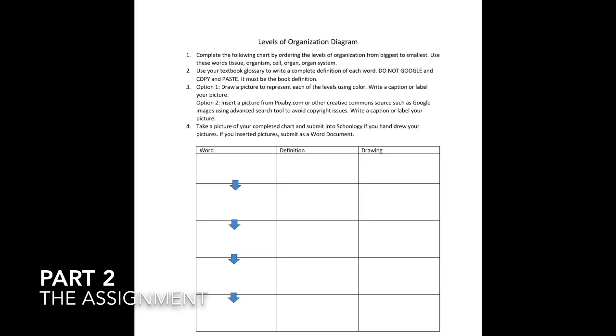The definition I want you to get from your textbook. Do not Google, copy, and paste definitions that you don't understand. The textbook is written on a 7th grade level, and you are 7th grade students. I'm expecting you to learn the 7th grade definition, not some fancy something from Google. All right, so make sure you use your textbook glossary to get the definition for cell, tissue, organ, organ system, and organism.